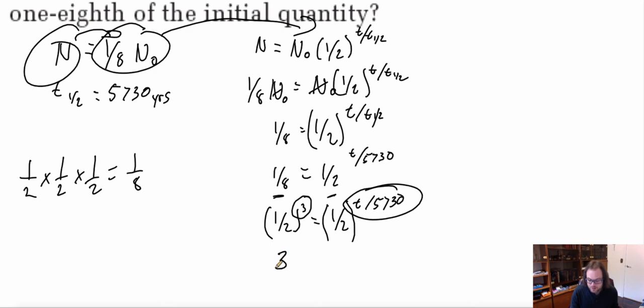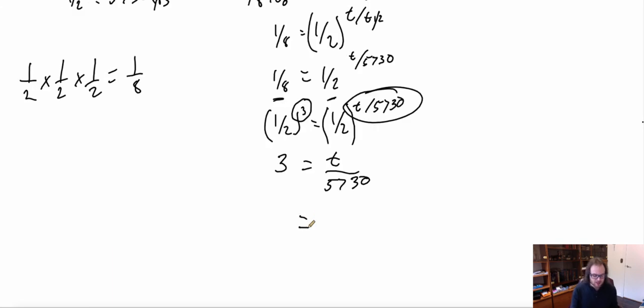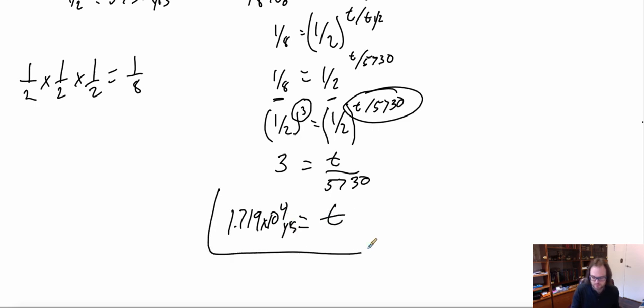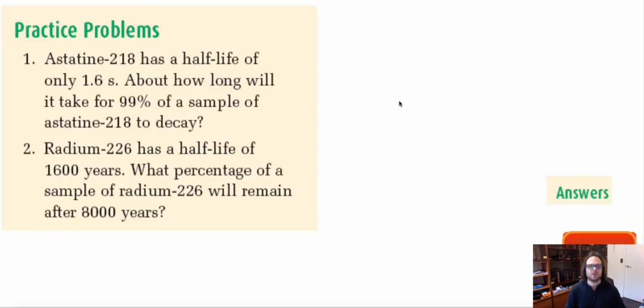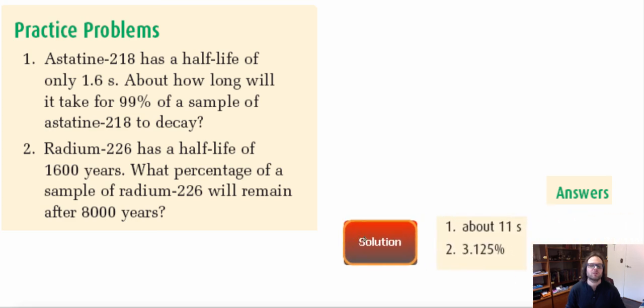So that way we know 3 is equal to t divided by 5,730. So we solve for t, and I'm going to end up getting 1.719 times 10 to the 4 years. Now here are two questions that you should try by yourself. So pause the video, here are the two questions, and here are the solutions to those two questions.